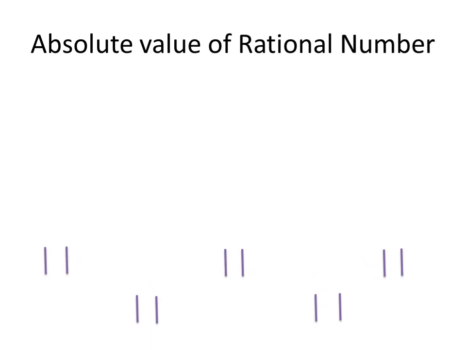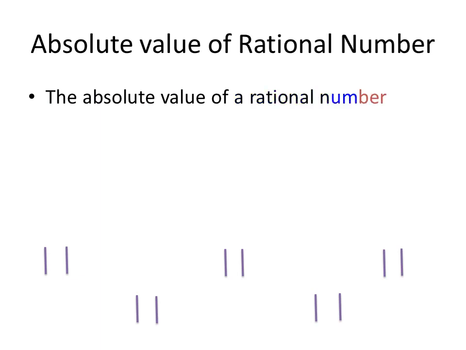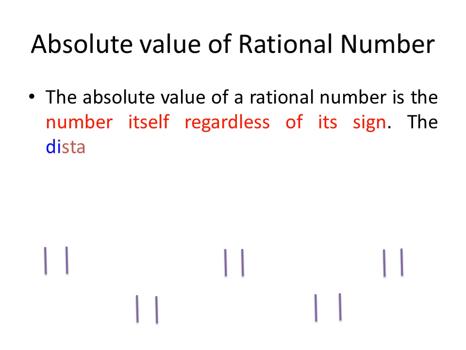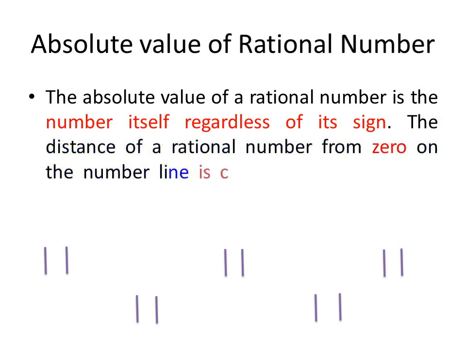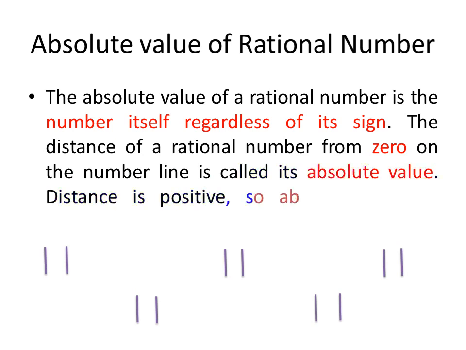Absolute value of rational number. The definition of absolute value of rational number states that the absolute value of a rational number is the number itself, regardless of its sign. The distance of a rational number from 0 on the number line is called its absolute value. The distance is always positive, so absolute value is always positive.